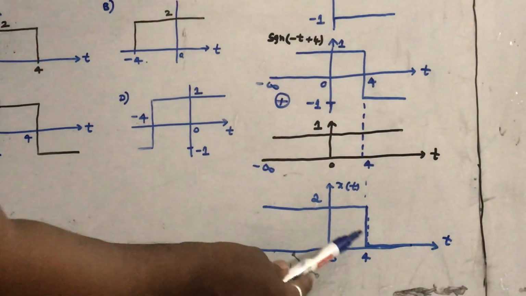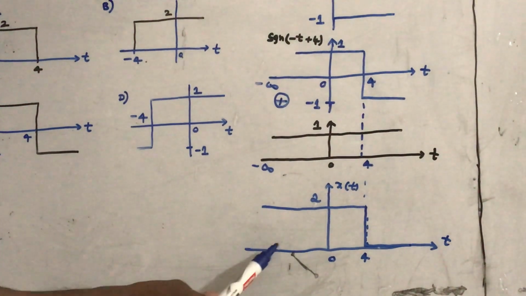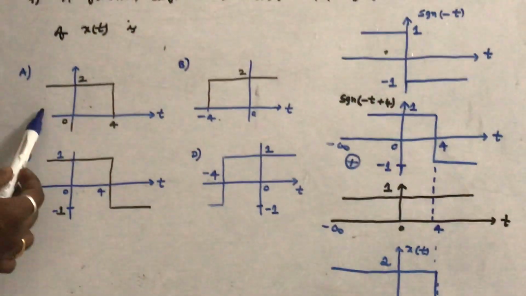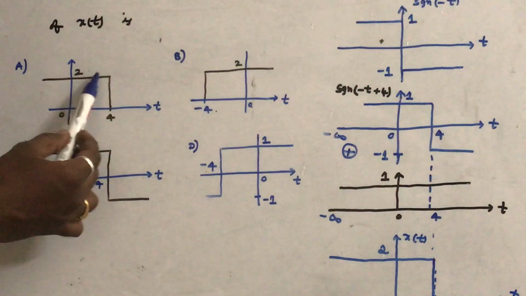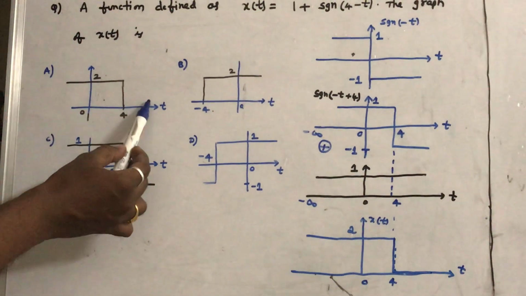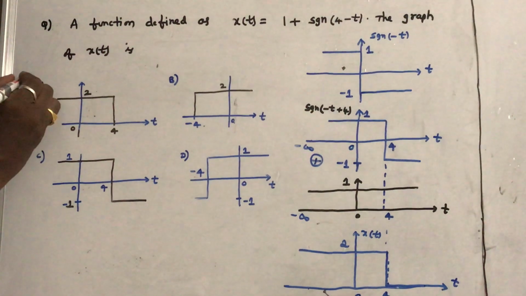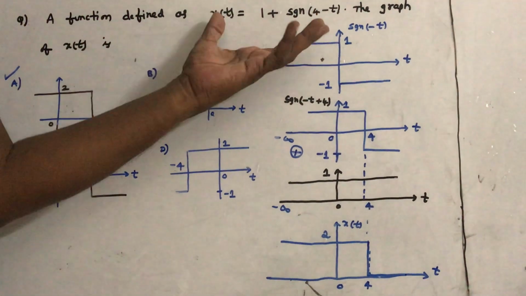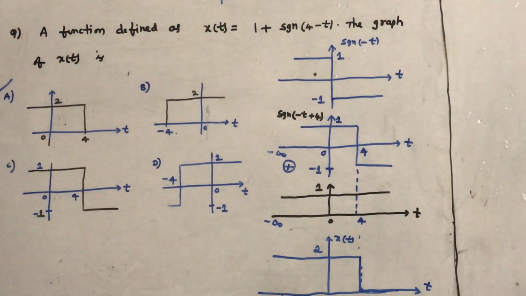Let us check where this option will be. You can check that from option A, from minus infinity to 4 its value is 2, and outside, after t is equal to 4, there is no waveform. So therefore option A is correct. In this way you can answer many problems of this kind in the examination.